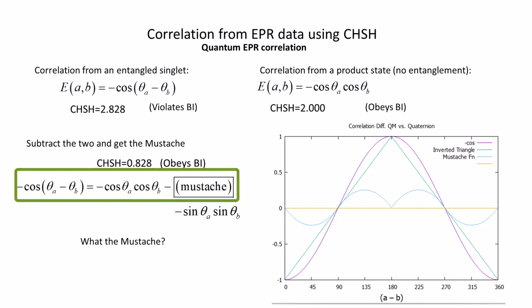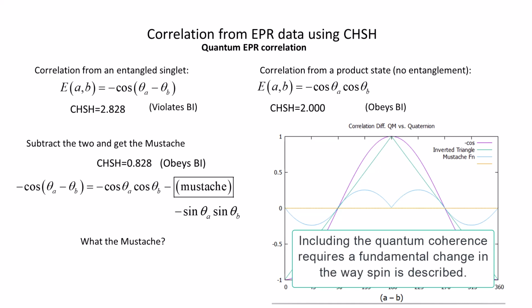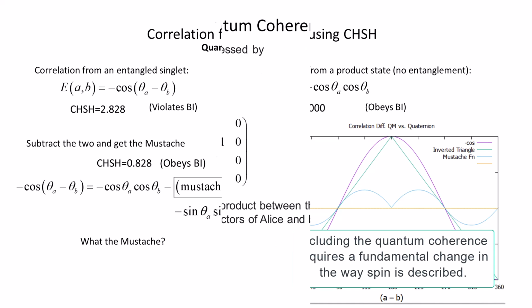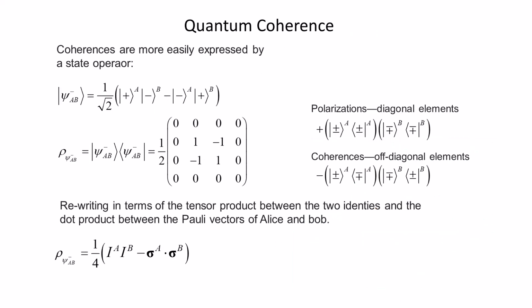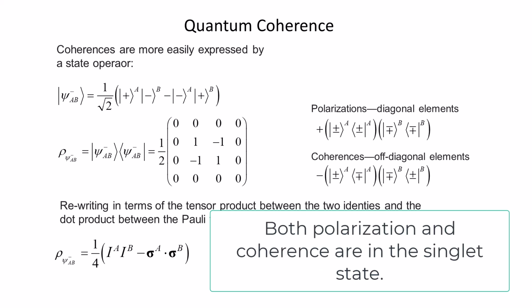The missing correlation in the mustache function is due to a hitherto missed property of spin, the quantum coherence, which gives the wave-like behavior of a spin. It is measured as the helicity. However, explaining the mustache function requires a fundamental rethinking of how we view a spin of 1/2. This fundamental change requires understanding coherence, that is, the wave nature, and its relationship to the polarizations, its particle nature.